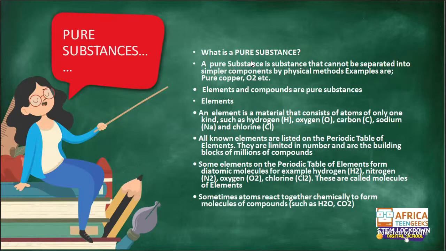An example is hydrogen gas, H2. So remember the 2 is supposed to go down a bit. Nitrogen gas, oxygen gas, chlorine gas. So these are called molecules of elements. Remember, if it is just Cl, that is a chlorine atom, or the element of chlorine, which is made up of only chlorine atoms. So when you have two atoms of chlorine coming together or reacting together to give you a chlorine molecule, that is Cl2, then they become molecules. All right.